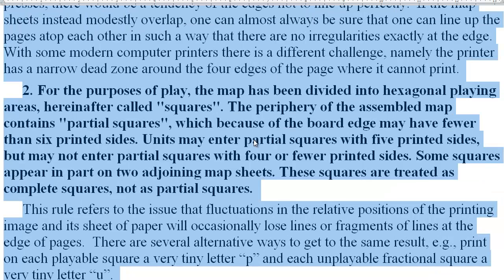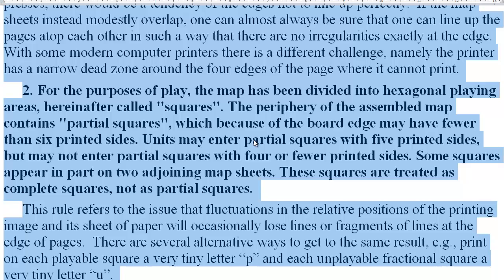So what do we see on the map? We see a hexagonal grid. The hexagonal grid, for historical reasons, each hexagon is called a square. The periphery of the map has partial hexagons. That is, the hexagon heads out towards the edge of the paper, and before you reach the end of the hexagon, you reach the end of the paper.